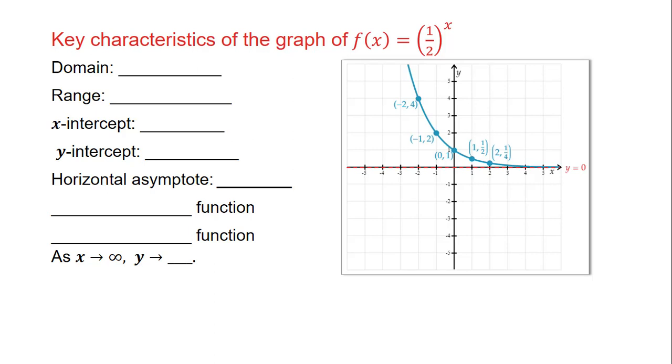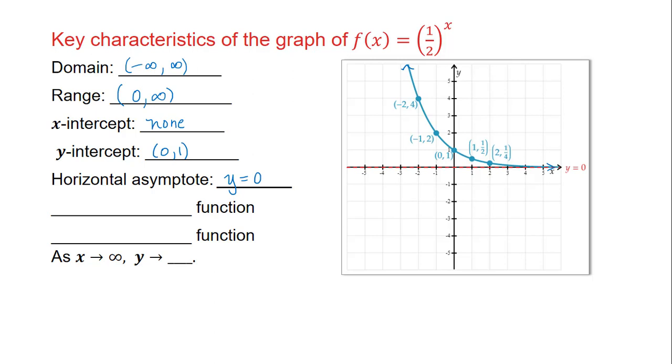When I think about some key characteristics of this graph, notice that my domain is still all real numbers because the graph continues infinitely from the left to the right, so it's negative infinity to infinity. The range, from bottom up, the y values are all positive, so it would be from 0 to infinity. The x-intercept, well, there is none, again, because the graph does not cross the x-axis. My y-intercept is the ordered pair (0, 1). The horizontal asymptote is y equals 0.